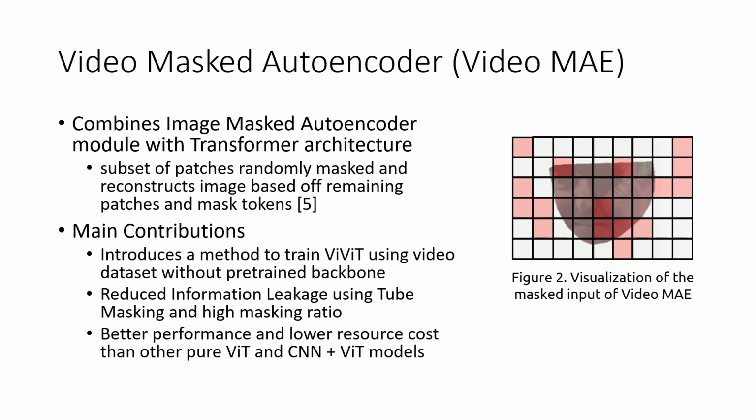However, because there is a naturally added dimensionality for videos, VideoMAE downsamples the video to reduce temporal redundancy and introduces a high masking rate to compensate for the increased number of inputs. Therefore, VideoMAE is able to introduce a method to train a video vision transformer, or a VVIT, without using a pre-trained backbone, while still outputting better performance with a lower resource cost than other VVIT and CNN plus VVIT architectures.